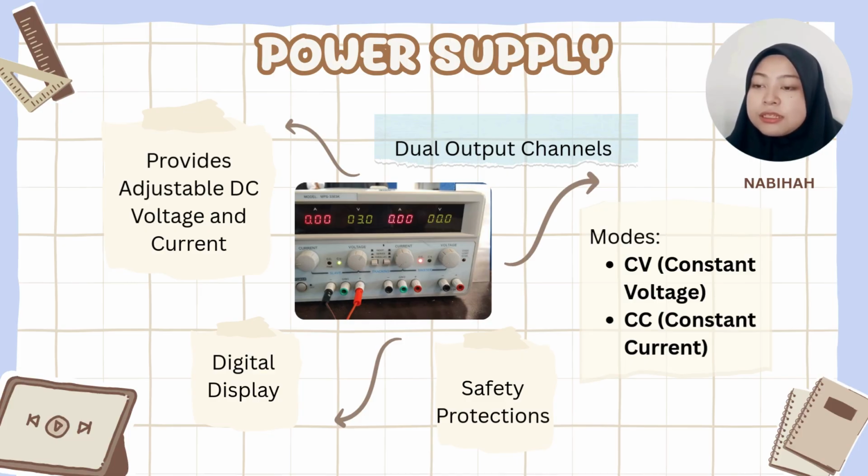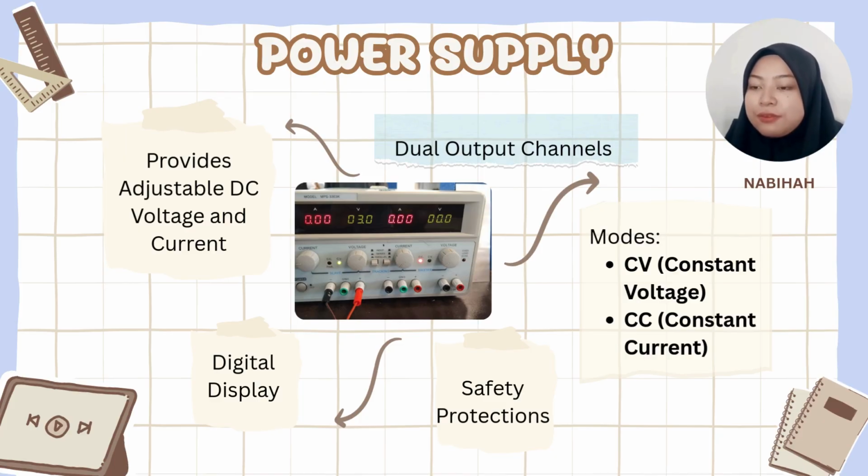The third is digital display. It shows voltage and current for each channel. In the photo, the left screen shows the 3 volt is set, and current is 0 because no load is connected. The right screen is 0 volt and 0 ampere because it's not in use.